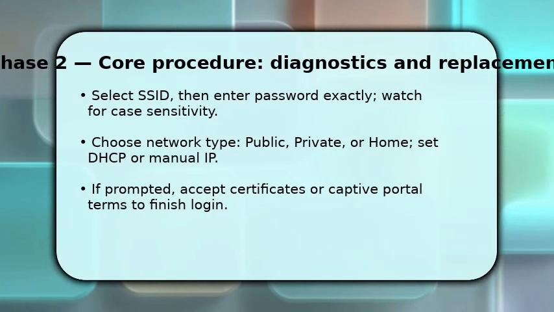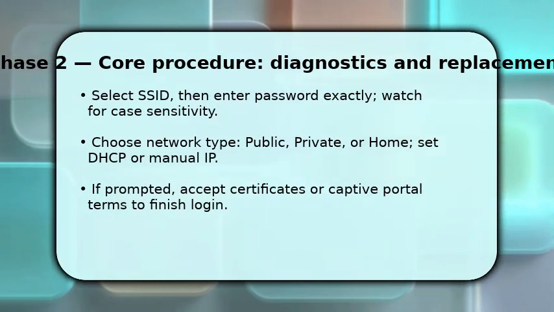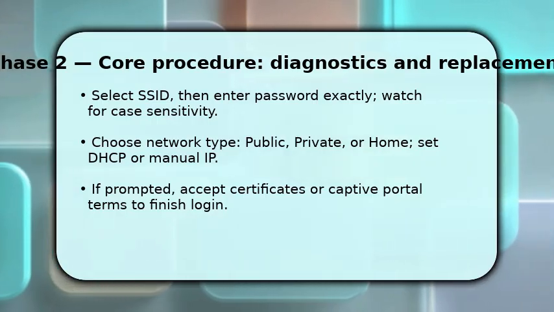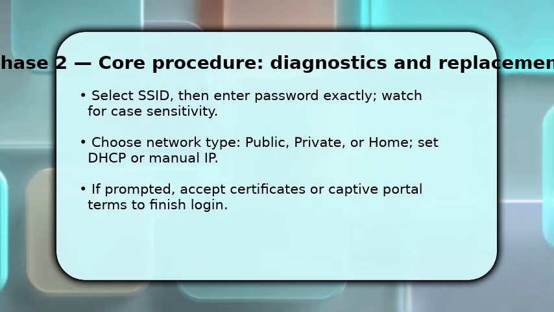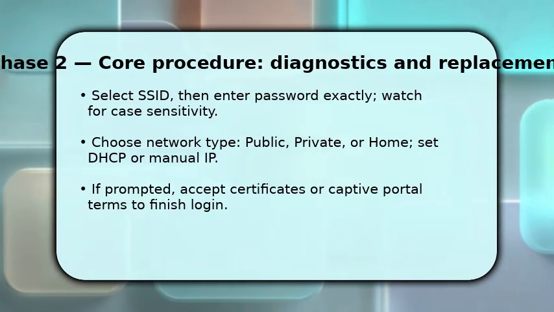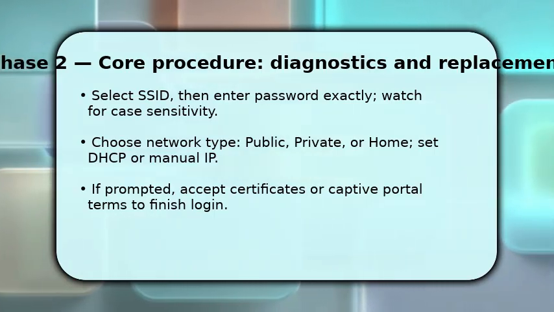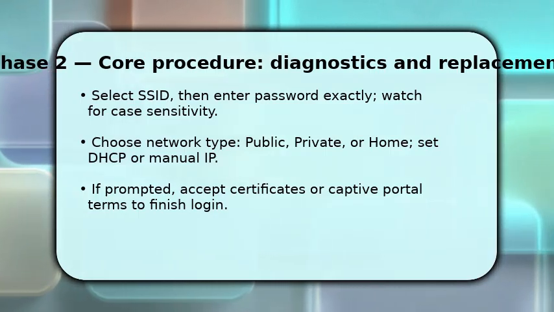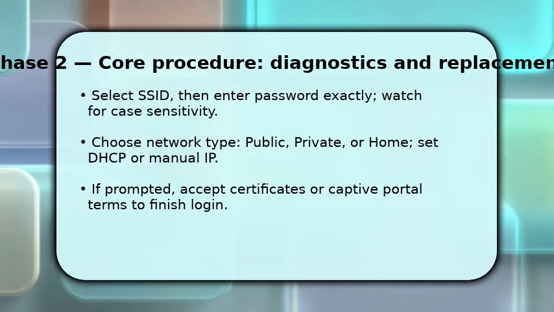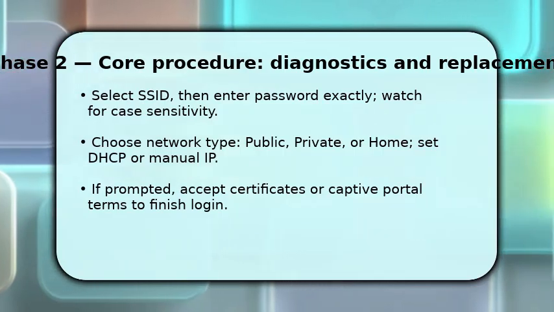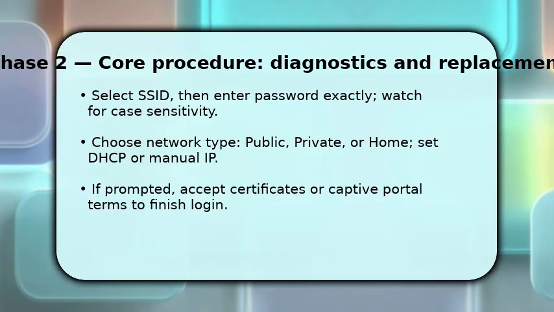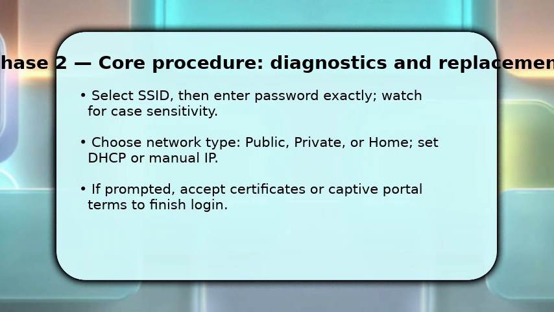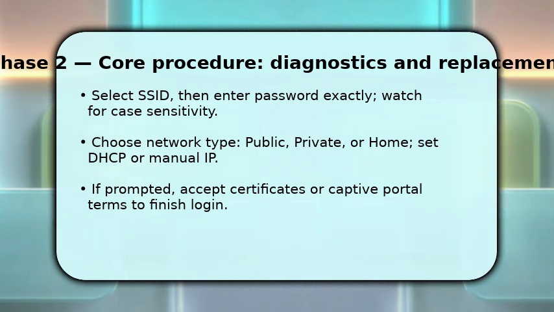You now authenticate and configure the connection so it works reliably. Select the SSID and type the password exactly. Passwords are case-sensitive, so double-check characters. If the network asks, choose public or private based on trust. This determines sharing and firewall settings. For advanced cases, set DHCP automatically or input a static IP, gateway, and DNS if required. This fixes routing issues. Also, accept any captive portal or security certificate prompts to complete network access.